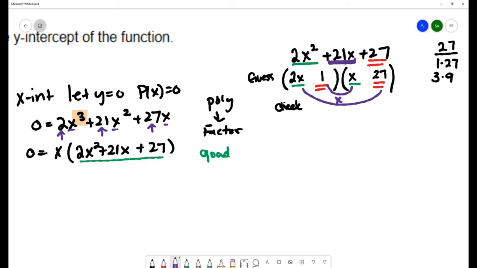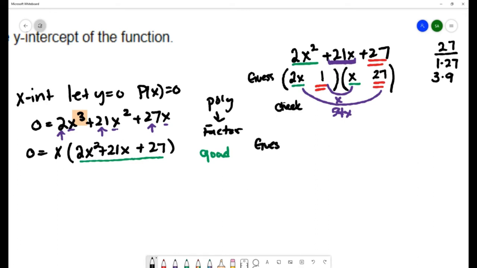$54. 54x and x don't add up to be the middle term of 21x. So this guess is wrong. So we're going to move on to another guess.